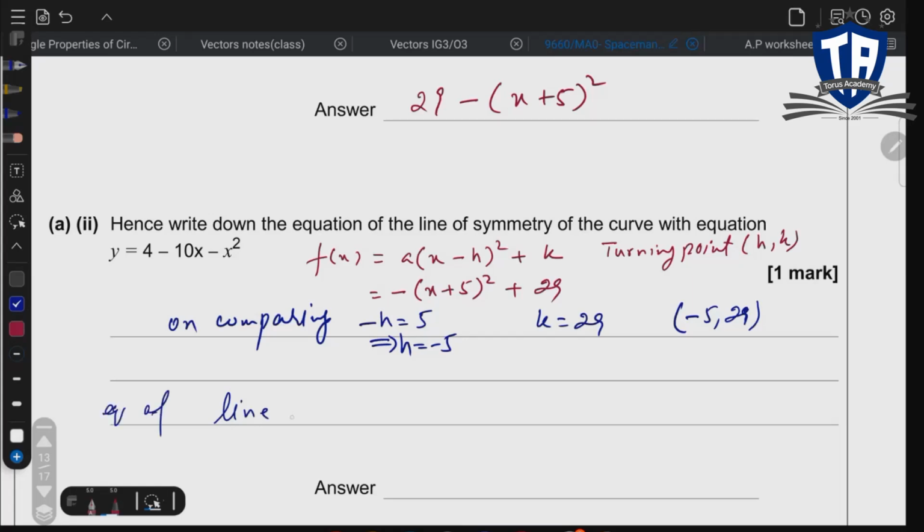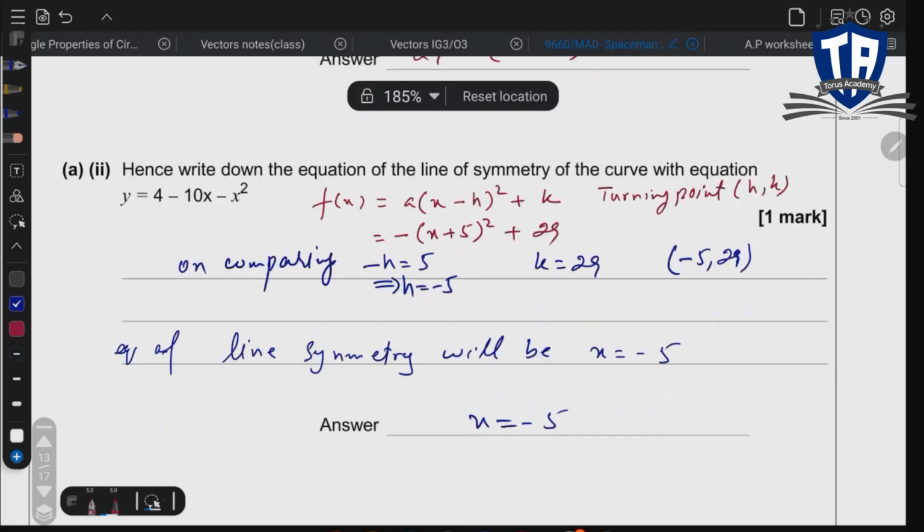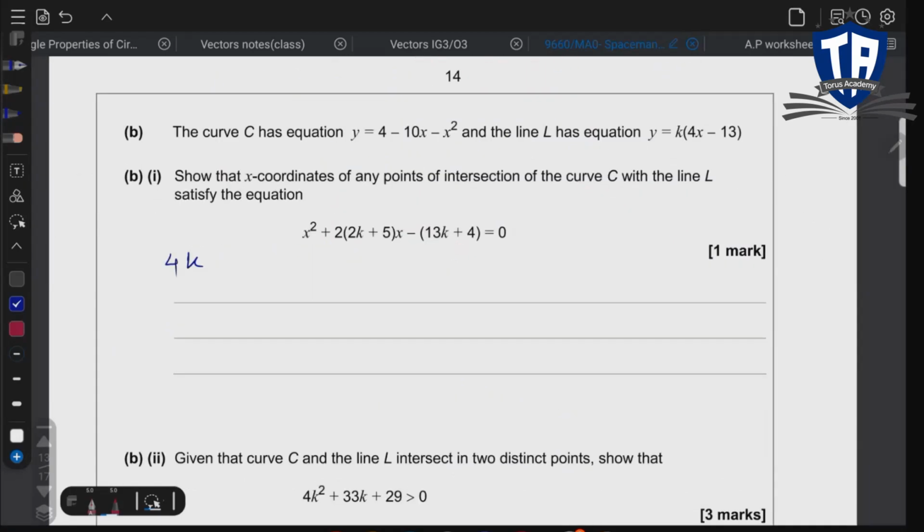The next part of this question says the curve and the line, show that the x coordinate of any point of intersection of curve C with the line satisfies the equation. So these two functions, one is a curve, the other is a line, intersecting at a point. So you can use the simultaneous equation method, and one of the equations is nonlinear and the other is linear. In such a case we use the substitution method. So you can substitute the value of y into this function.